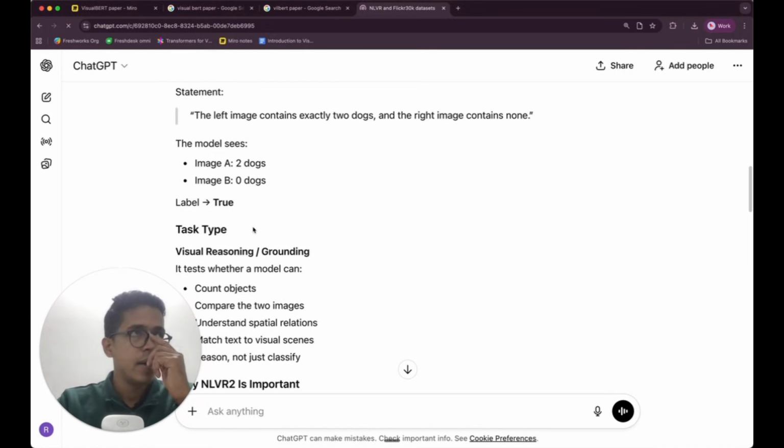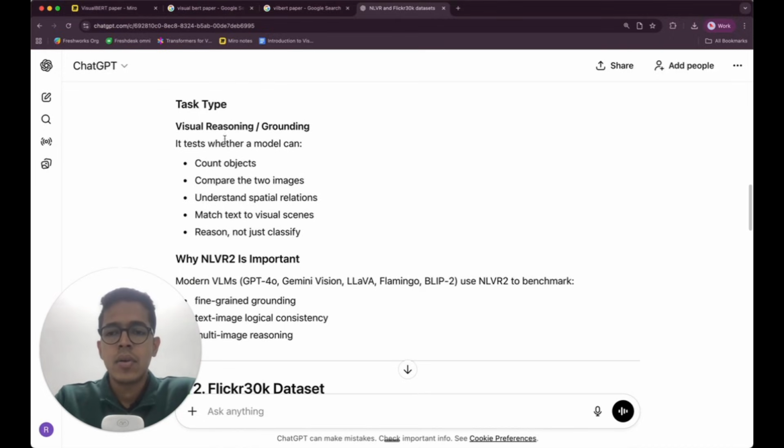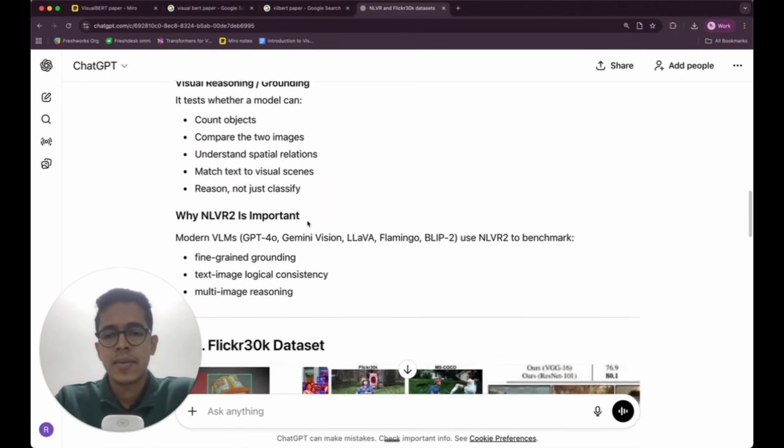So basically, the label is a statement about the pair of images, and the statement can be true or false. Then visual reasoning and grounding. It tests whether a model can count the objects, compare the 2 images, understand spatial relations, match text to visual scenes, and reason, not just classify. Okay.